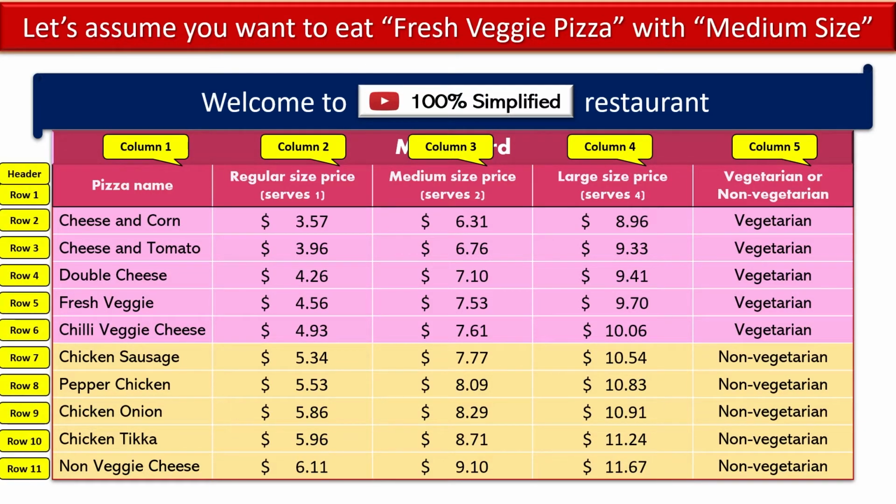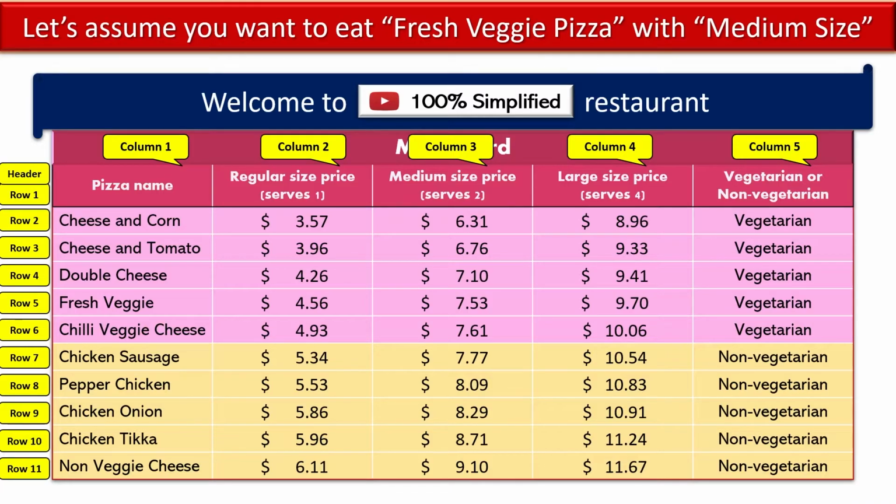Similarly, we have the rows also available. The first row, that is the pizza name, regular size price, medium size price, and so on, is called the header as well as row 1. So your row 1 is the header which is available in the menu card. Row 2 is nothing but cheese and corn, row 3 cheese and tomato, and so on. As you can see, the rows and the columns are very clearly available in the menu card. This is exactly how a table in Excel looks.